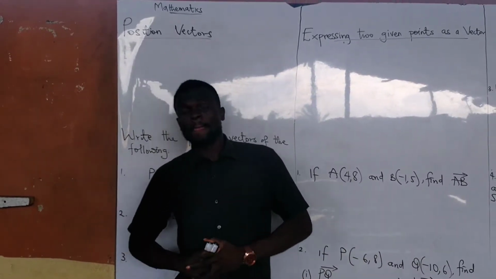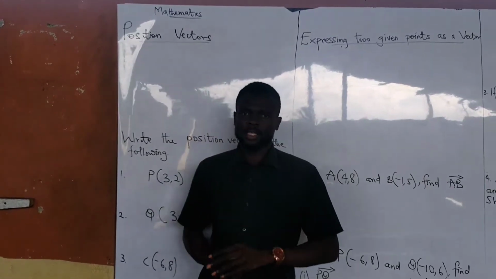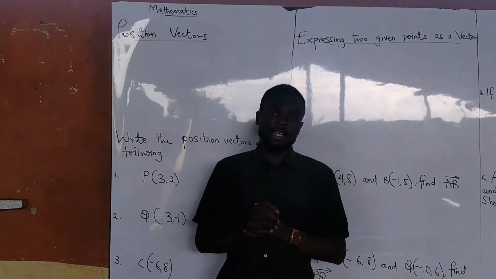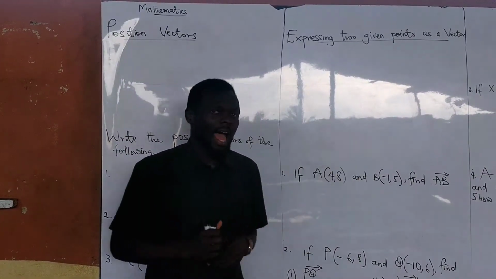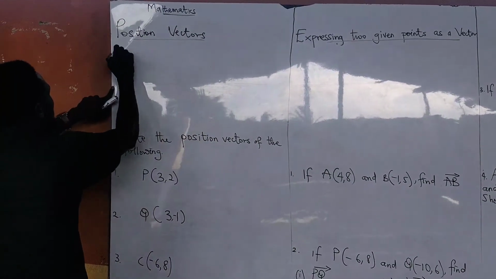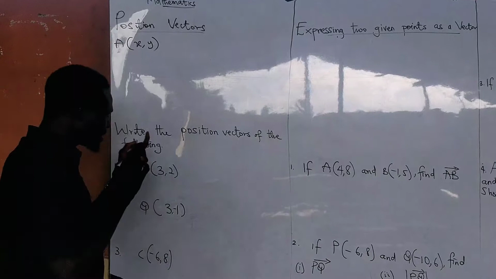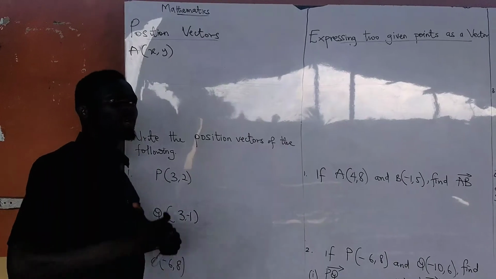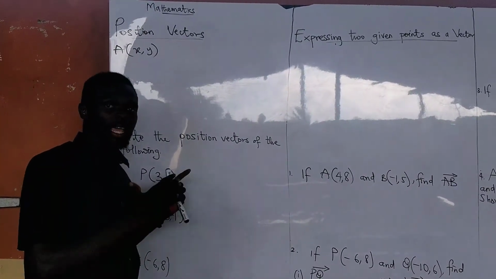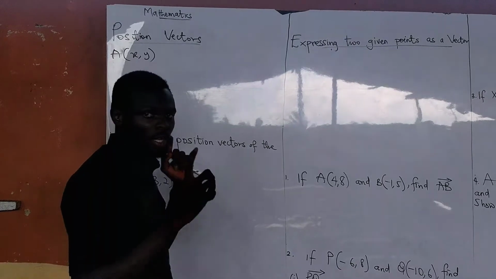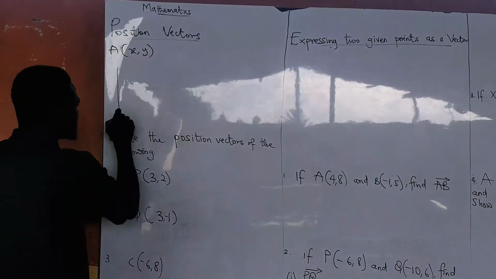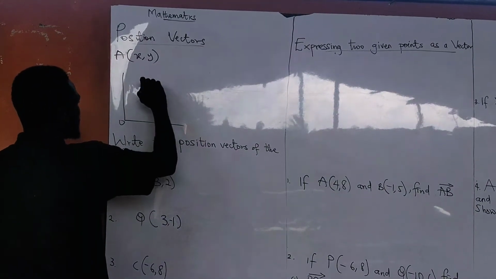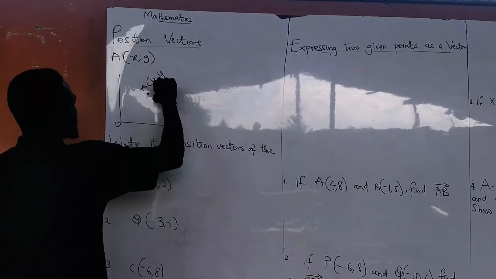As we said last week, today we are coming to look at position vectors, the last topic in vectors. Now, with position vectors, let's take a point A to be (x, y). Let's assume that x and y are positive figures. On the axes, we have the L shape. This is the origin, and we have point A here, which is (x, y).